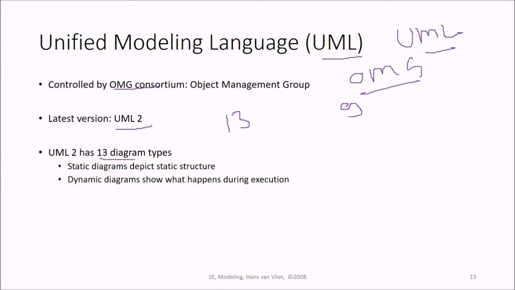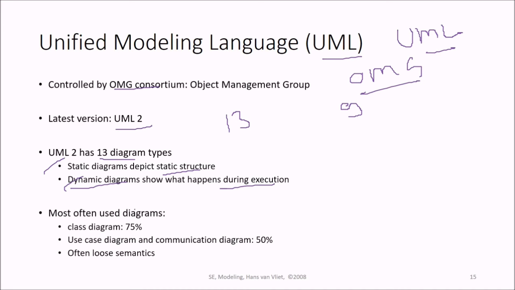There are static diagrams, which depict the static structure. There are dynamic diagrams, which show what happens during execution, like use case and state charts, that is state transition. The most often used diagrams are the class diagram, used around 75%, and the use case diagram and communication diagram, around 55%. So often they use loose semantics.